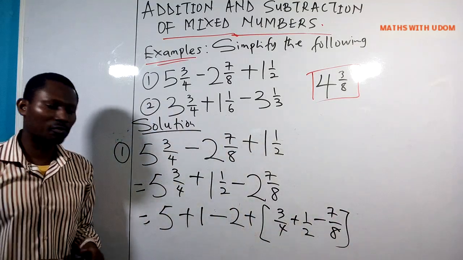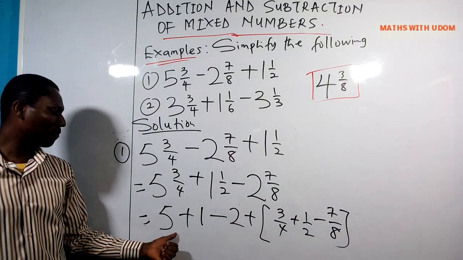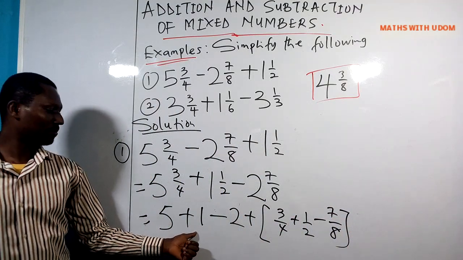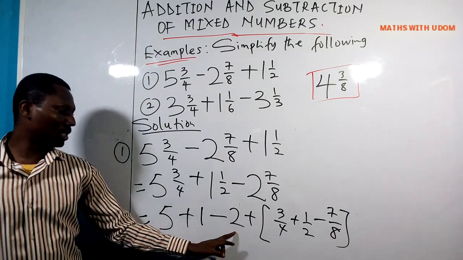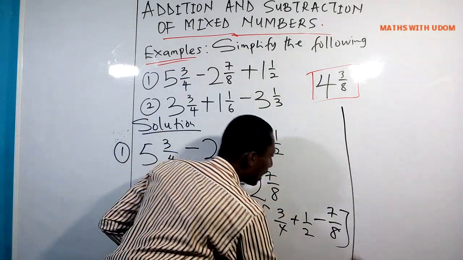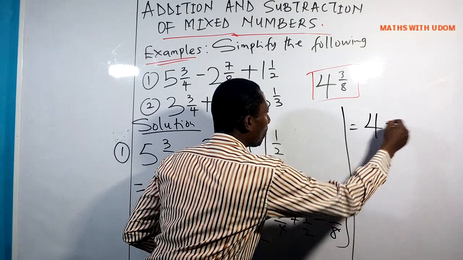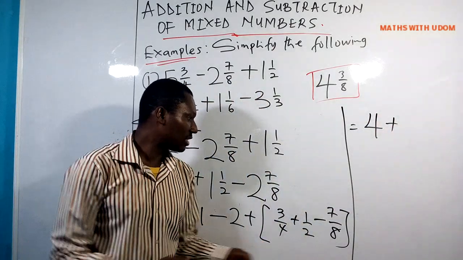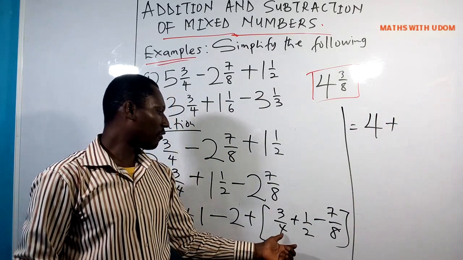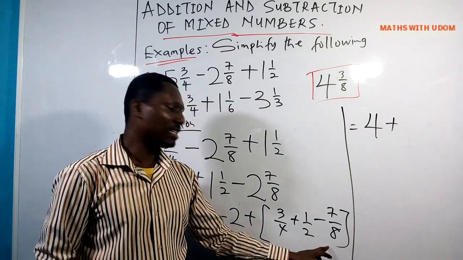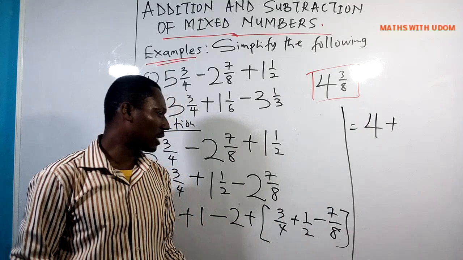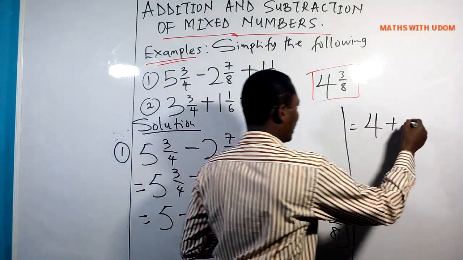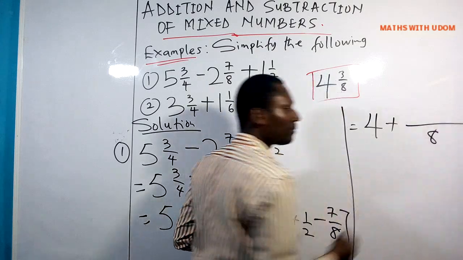So what do we do from here? Then we say 5 plus 1 will give us 6. And 6 minus 2 will give us 4. So we'll come here and we'll write 4 plus. Now, for the denominators here, the LCM of 4, 2, and 8 is still 8. We have done it before. So from there, we simplify.